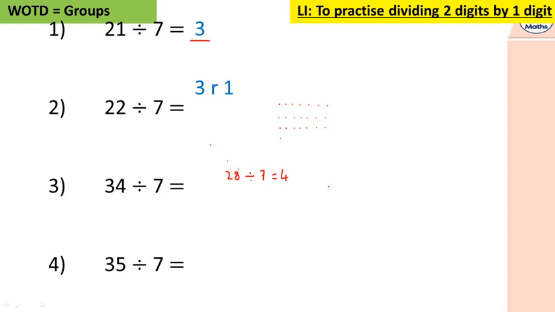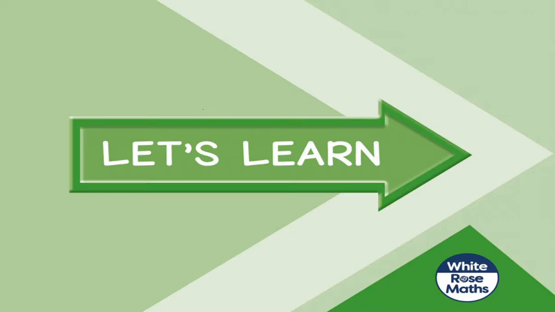So 28 taken away from 34 is 6. So I'm going to have 4 groups of 7, remainder 6. And the last one we talked about is 5. So let's put my arrows in because we've got our floaty numbers again. Okay, let's move on to our learning for the day.